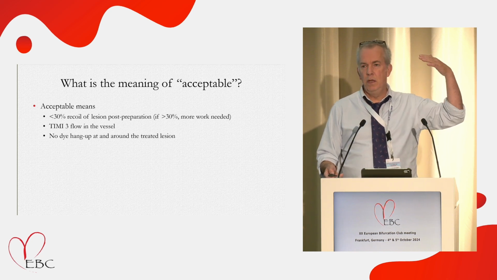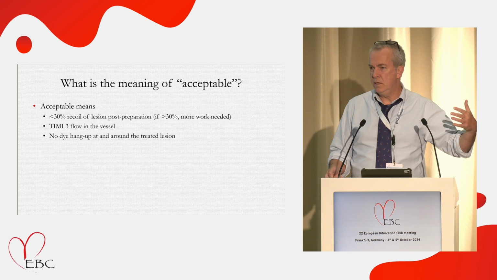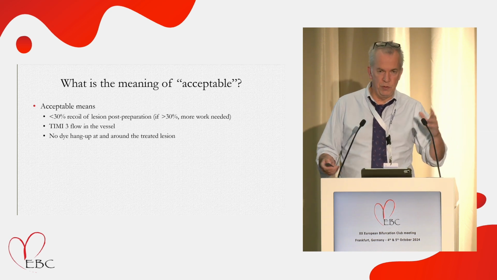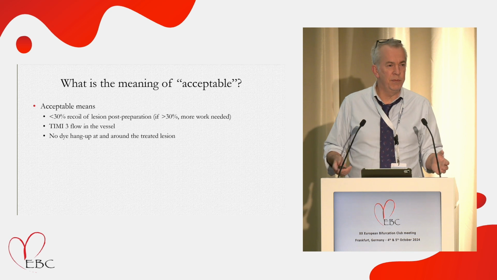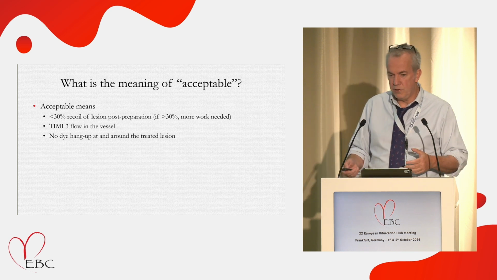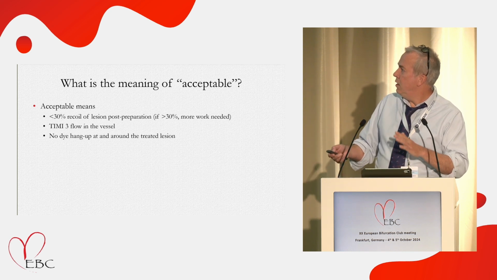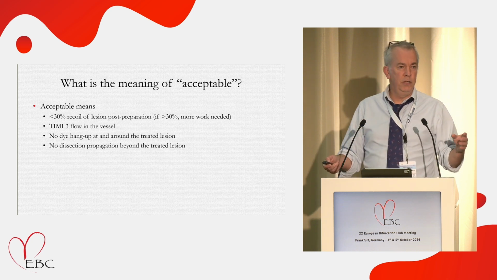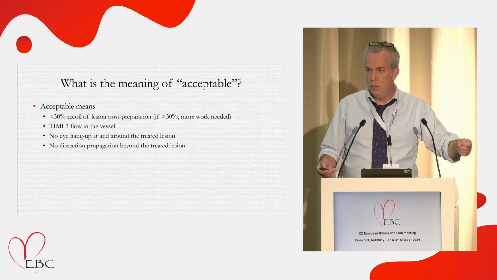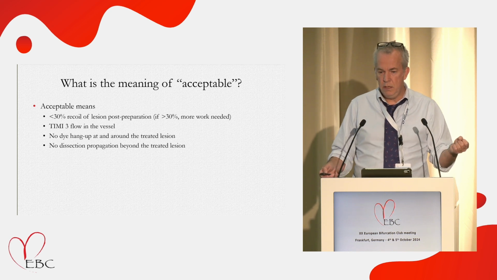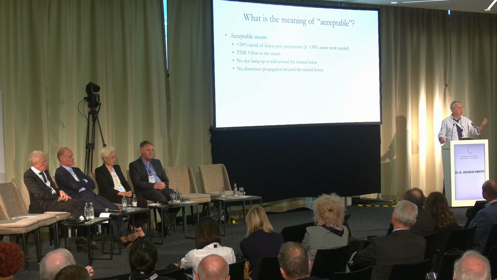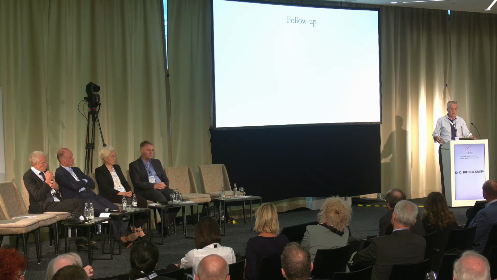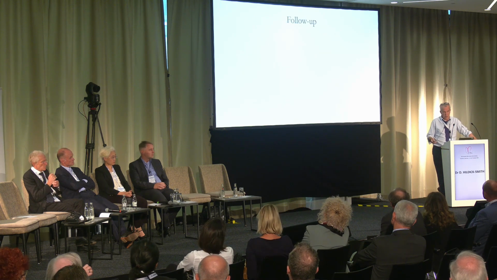The old categories, type A to type H, nobody can remember what those categories are. We all sort of say, well, if we say B or C, that sounds about right, but nobody remembers what they are. So let's forget that. Say no dye hold up at and around the treated lesion, and no dissection that's actually propagating beyond the treated territory, because that means, okay, you can keep going, but you need to secure it with a stent.